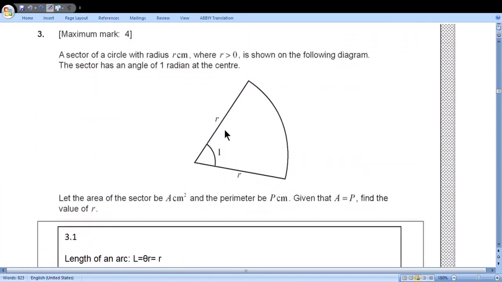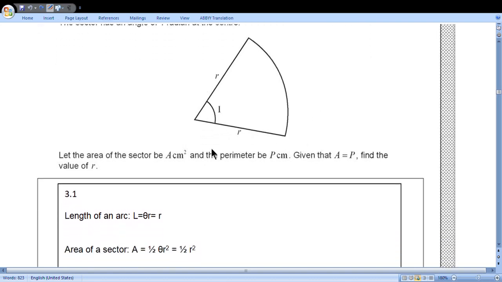Question 3. A sector of a circle with radius r centimeters where r is more than 0 is shown on the following diagram. The sector has an angle of 1 radian at the center. Let the area of the sector be A and perimeter be P. Given that A equals P, find the value of r. So section 3 gives the length of the arc. This arc is given by theta r. Theta is 1, so it is r.